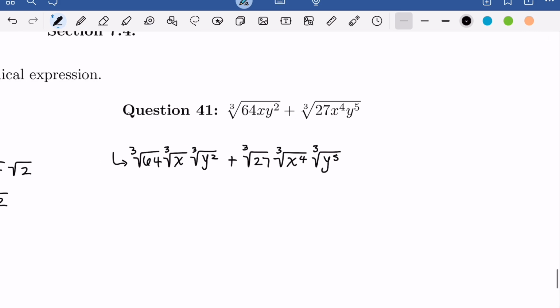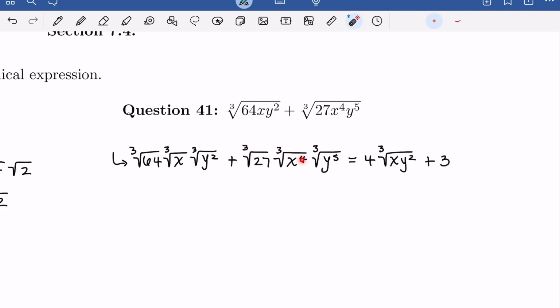So from here, let's simplify this. The third root of 64 is going to give us 4. Now the third root of x and the third root of y squared actually can't be simplified any further, so let's put them back under the same radical. This will be the third root of x times y squared. Now for our second term here, we have the third root of 27. This is going to give us 3.